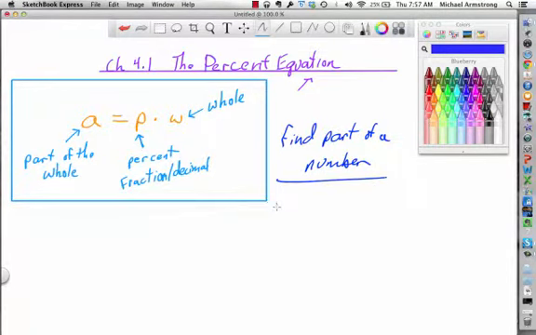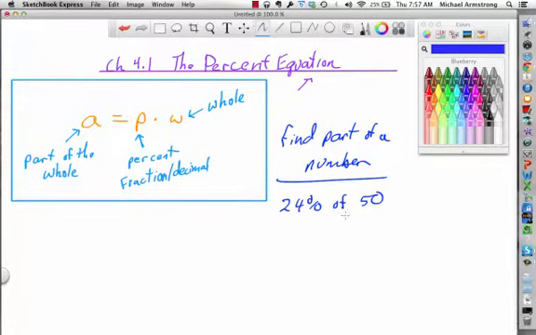Okay, so like example number 1, what is 24% of 50? It's important to note that of is always times. It's a multiplication. Of is equal to times in math, generally. Pretty much always. So we write our equation down. We start with that. A equals P times W, and then we start thinking about what this is. 24%. So we can write 24% for P. And the whole is 50.